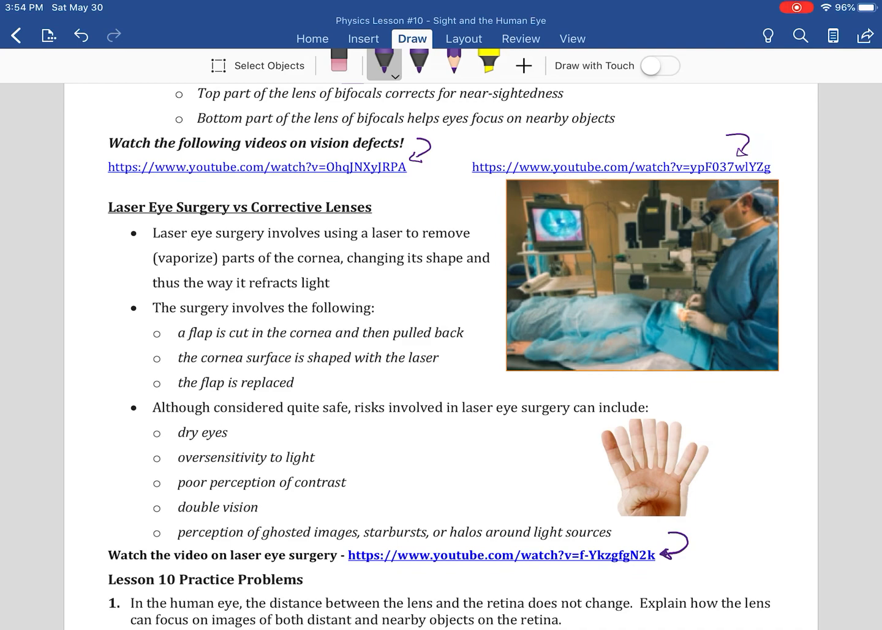Sometimes there are some risks. The risks can be dry eyes, or you get really sensitive to the light, or sometimes driving at night might be an issue. That's something I find that I'm affected by a little bit. When you guys are driving, you'll see night lights. Sometimes there's a little bit of a halo effect. Things like that. So that's what laser eye surgery is.